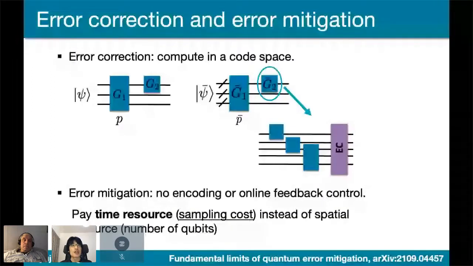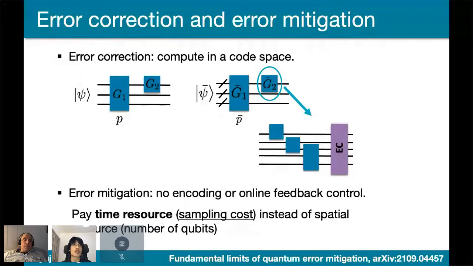So there's a difference between error correction and error mitigation. And error mitigation, particularly, is designed for these NISQ devices, smaller quantum computers. But what is the difference? So error correction usually encodes your quantum state into a higher dimensional Hilbert space.